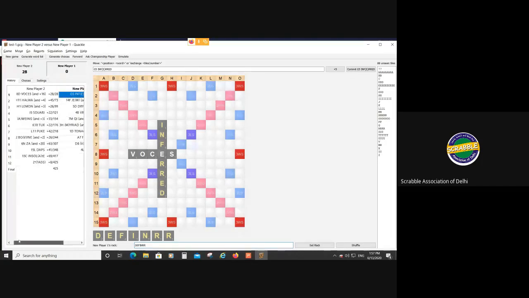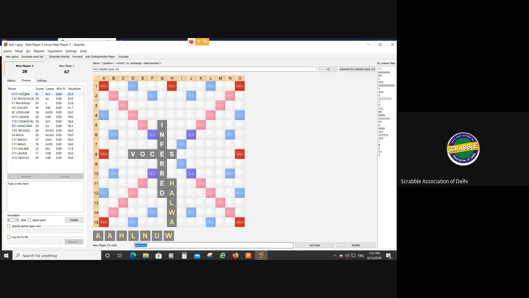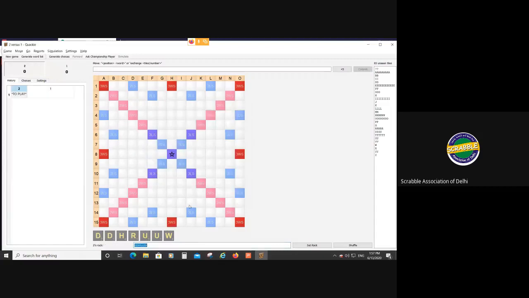Then the next track that came up was this, AAHLNUW. From that, what was the best possible word? You check with that, and for me, the best possible word was halwa, which is what I have placed over here. Otherwise, basically, what you do is if you want to play a new game, like I want to play a new game of human versus human, player 2 versus human.